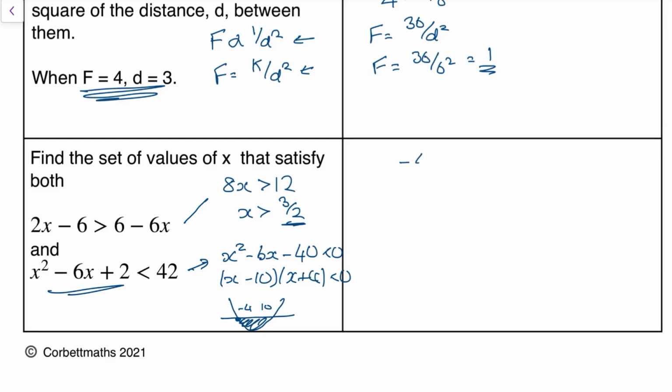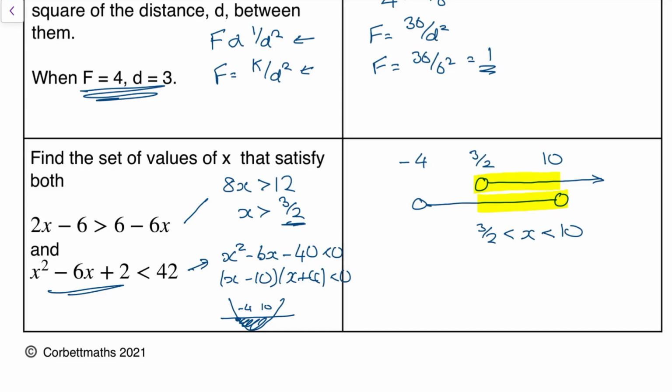So I'm going to write my critical values. It's got minus 4, 3 over 2, 10. So it doesn't matter about scale, but I've got them in order. I want all values that are greater than 3 over 2, not inclusive. And I want all values that are between minus 4 and 10, not inclusive. And my solution is going to be where both of these things exist at the same time. In other words, my solution is going to be 3 over 2 less than x less than 10. And that is the final question done today.